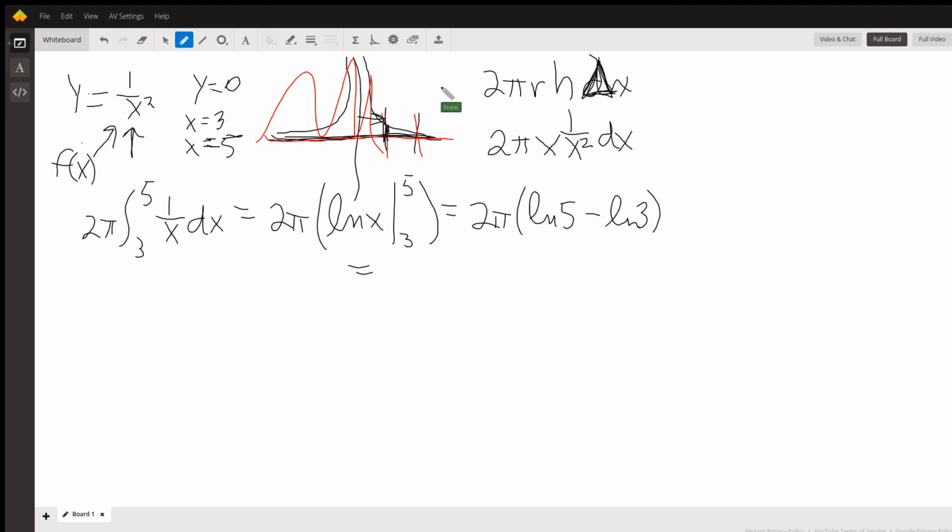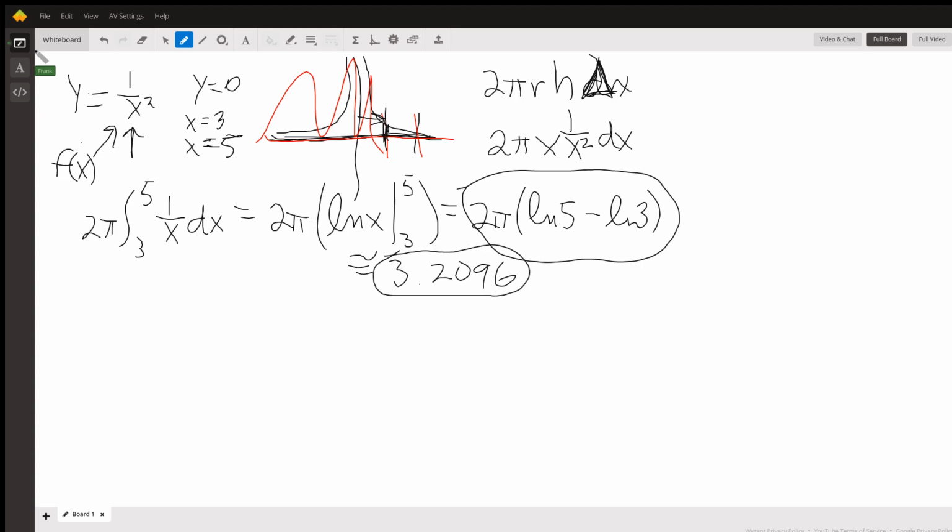Equals approximately 3.2096. This is the exact answer. This is the approximate answer, 3.2096. That's the shell method. And again, you can do a search for shell method, finding volume of rotation, and you'll see how that formula is derived.